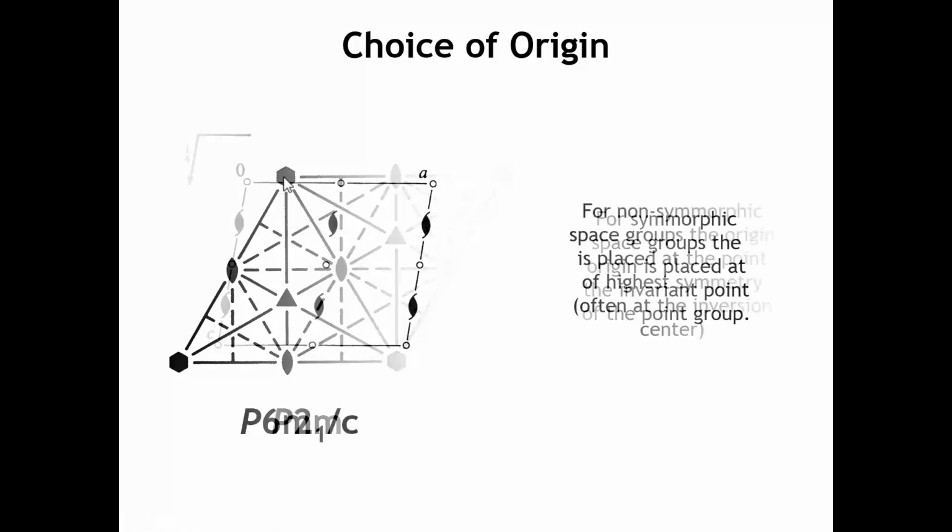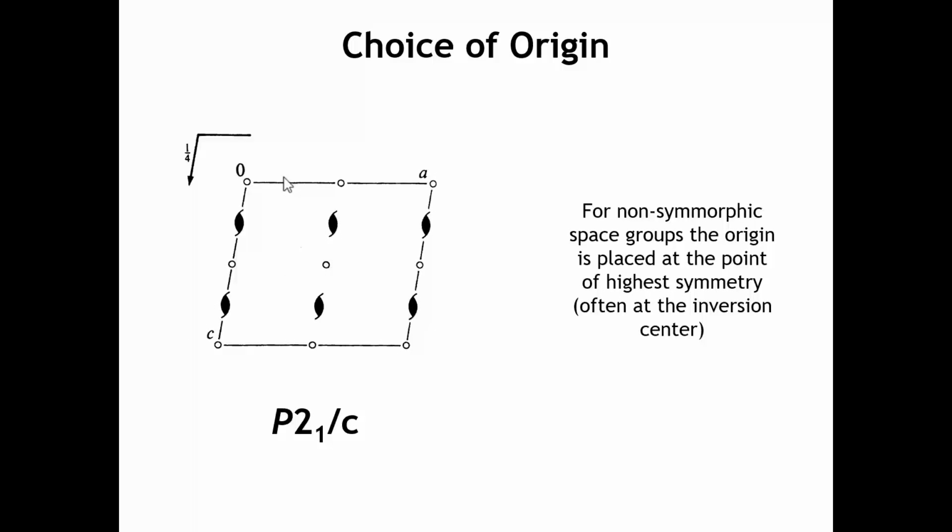Now, when we look at non-symmorphic space groups, there is no such point. Here in P2 sub 1 over C, which is non-symmorphic, here's our 2 sub 1 screw. Our C glide is 1/4 of the way above this projection. Here's an inversion center, which doesn't sit either on the 2 sub 1 screw or on the glide. In those cases, we pick the point of highest symmetry, and when possible, we will typically pick the inversion center to be the origin.